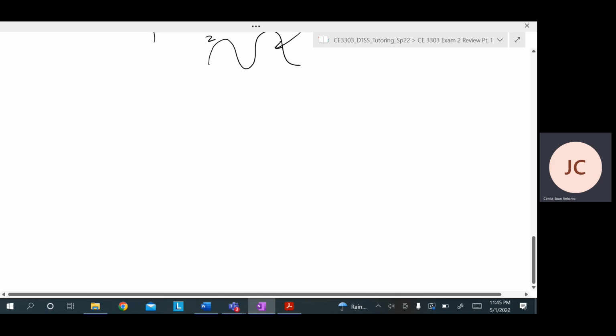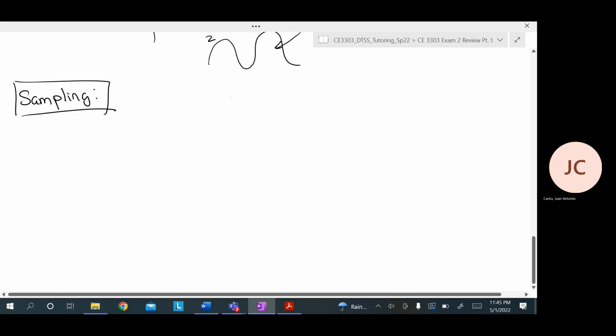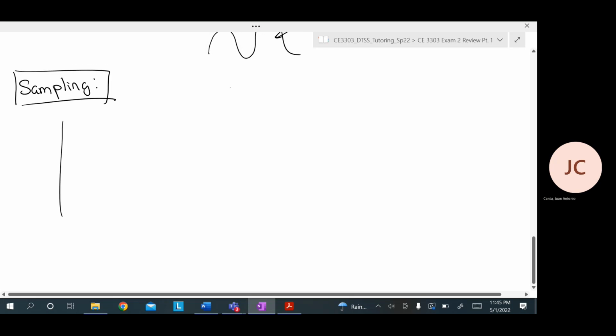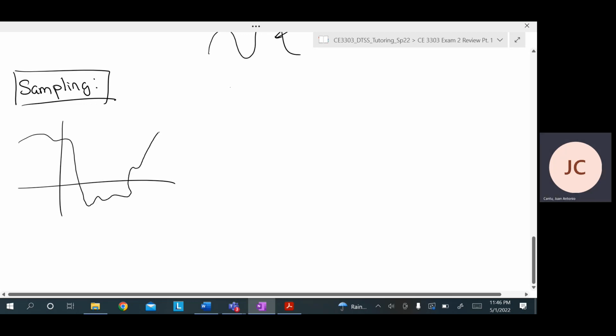Next, let's talk about sampling. This one I won't spend too much time on. Basically, let's say I've got this signal in the time domain, a continuous signal. It looks like this. So I take the Fourier transform of it. This is t, and we'll call this x of t. Now this is omega, it's X of omega. This is the magnitude of it.